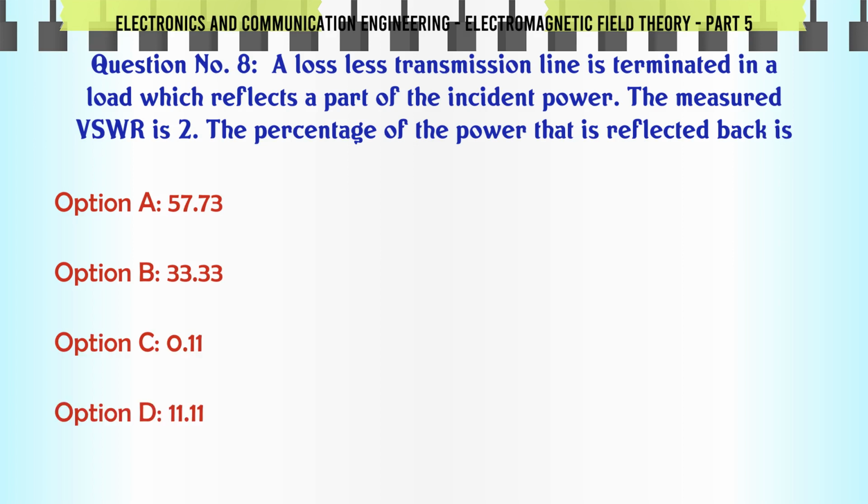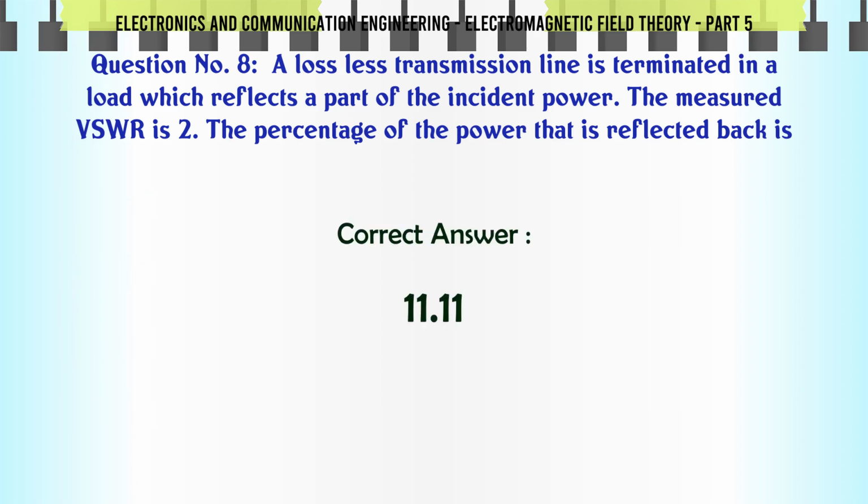A lossless transmission line is terminated in a load which reflects a part of the incident power. The measured VSWR is 2. The percentage of the power that is reflected back is A. 57.73. B. 33.33. C. 0.11. D. 11.11. The correct answer is 11.11.